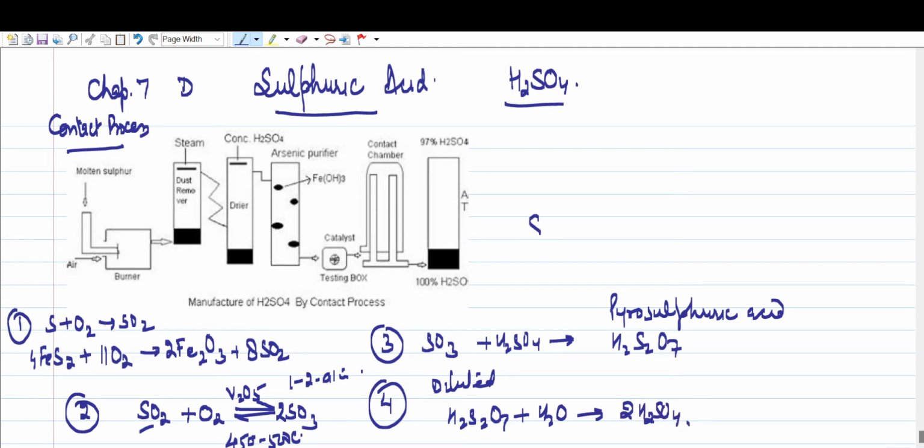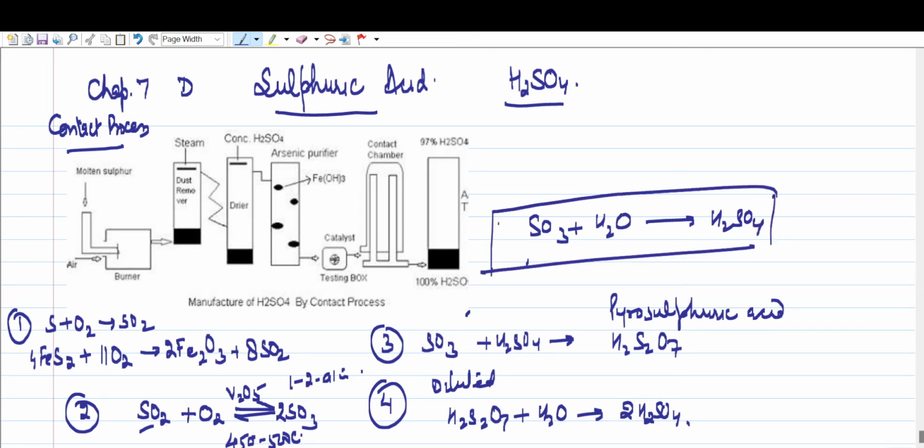Question is asked, why is sulfur trioxide here not converted into sulfuric acid directly by treating with water? So why? Because the reaction is explosive in nature, it will damage the apparatus. So we do not convert directly into sulfuric acid. In fact, we first convert it into pyrosulfuric acid or oleum and then it is diluted. Okay, is this clear?